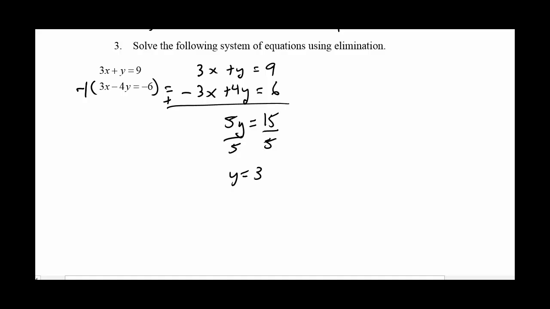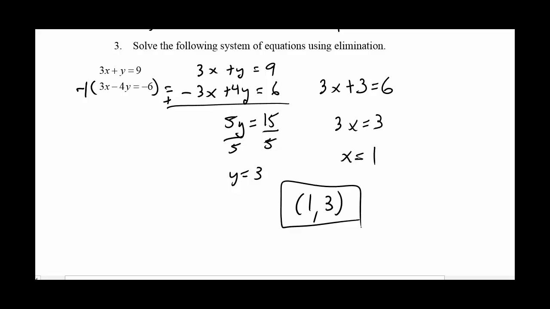So obviously y is 3. Okay. And then I'm just going to pick one of my equations. That top one looks pretty good to me. So 3x plus 3 equals 9. And then solve for x. So I get x is 1. And then I'll write my ordered pair. In this case, 1, 3.